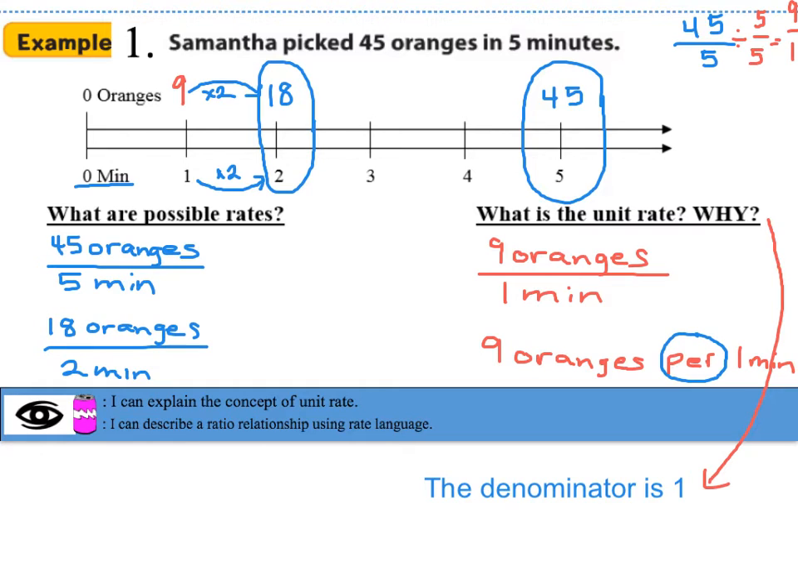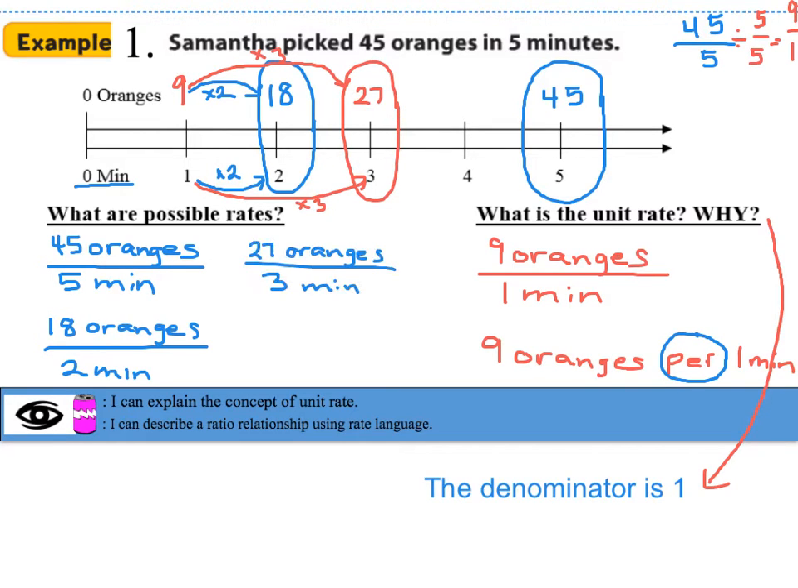I could also multiply 1 by 3 to get another rate. So if I multiply the 1 by 3, I have to multiply the top by 3. So 9 times 3 is equal to 27. So another rate would be 27 oranges per 3 minutes.